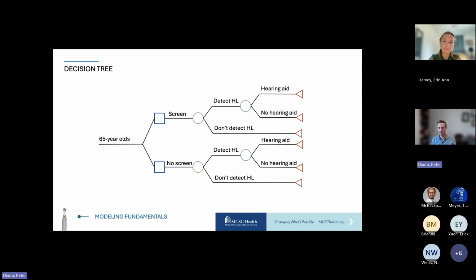And this is pretty good for simplicity, but like any model, I guess parsimony comes at a cost. And the important cost here is that everything happens instantaneously, right? You can't go backwards in the model. If you had a hearing loss detected or undetected, then you can't now go back and have a screening. You can't decide to screen at some point in the future. And what happens to you earlier in the model doesn't affect the probability of what happens to you later in the model, without the model getting insanely complex.